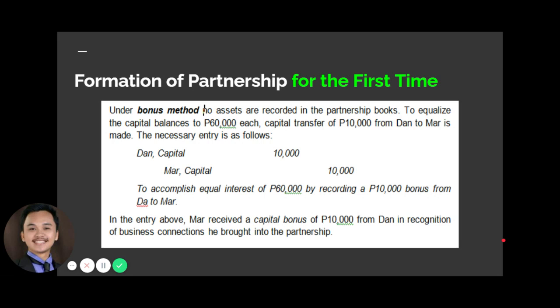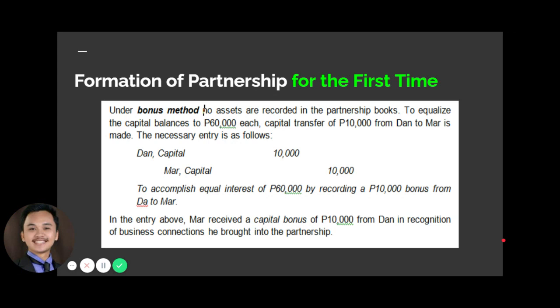It is to accomplish equal interest of 60,000 by recording a 10,000 bonus from Dan to Mar. So again, Mar is the one who recognized the bonus. He recognized a 10,000 bonus because what he invested is only 50,000 but he was actually credited a 60,000 capital. So that could actually be possible. The justification for that is that in the entry above, Mar received a capital bonus of 10,000 from Dan in recognition of the business connections he brought into the partnership. Because of the influence he could give in the partnership, he was given a 10,000 bonus.